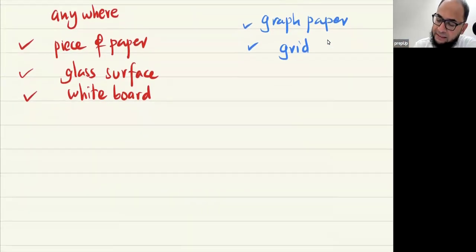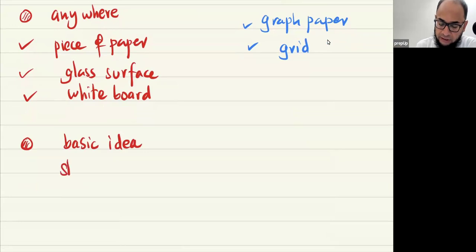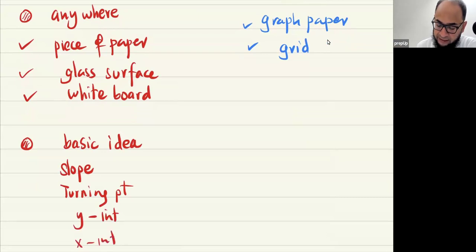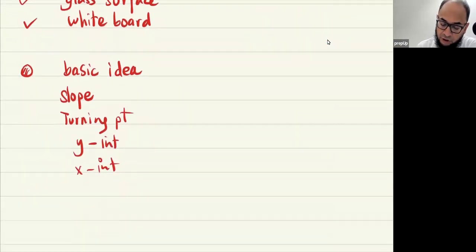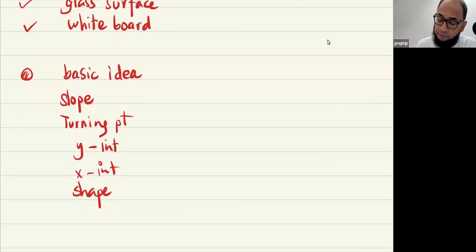What else is the difference? This is the first difference. Now the second difference is that a basic idea is needed. It could be about slope, gradient, turning point, the y-intercept, the x-intercept, or the shape of the graph. So that's how the sketch will be drawn.